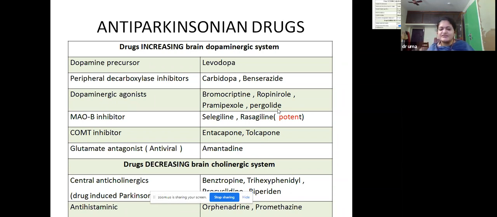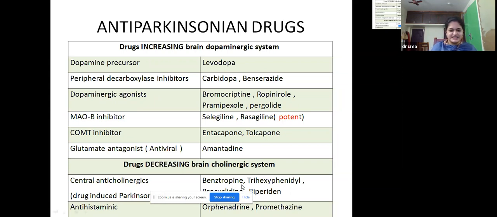To prevent this, we give it along with peripheral decarboxylase inhibitors, so that peripheral decarboxylation of the levodopa will not happen. The drugs are carbidopa and benserazide. When you use them together, the half-life of levodopa will be increased. Levodopa will act for a longer time, and it also decreases the side effects caused by the peripherally decarboxylated dopamine. And the dopaminergic agonists are bromocriptine, ropinirole, pramipexole, and pergolide.